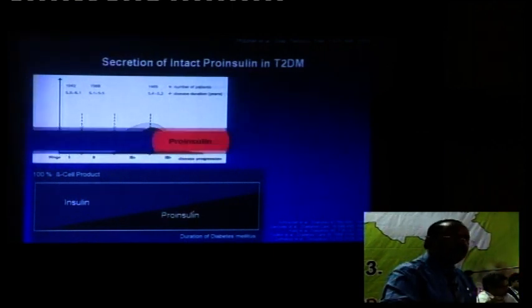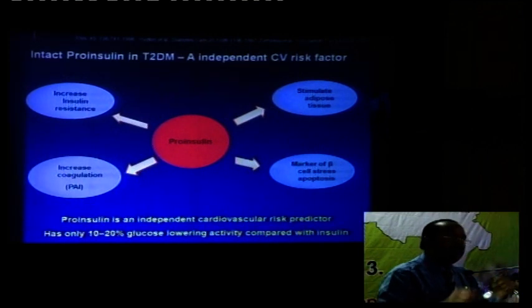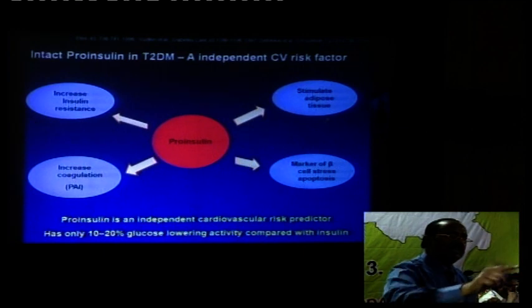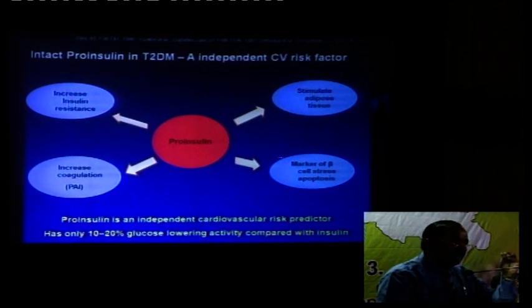And what does this proinsulin do? It increases insulin resistance, it increases coagulation, it can stimulate adipose tissue, and is a marker for apoptosis and also contributes to apoptosis. So proinsulin itself is an independent risk factor for cardiovascular disease.